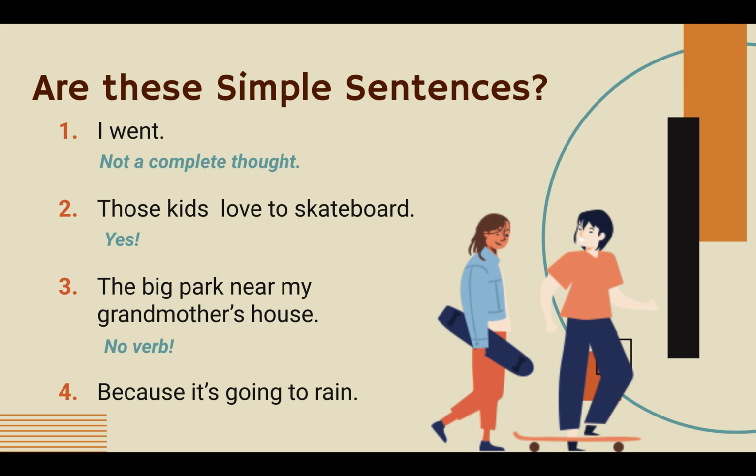And number 4, also not a simple sentence because this is a dependent clause. It's not independent. It's not a full sentence by itself because it's going to rain. No, we'd have to add something like, let's stay home because it's going to rain. Or because it's going to rain, I'm going to bring my own umbrella. Okay? All right, so just a bit of a review for simple sentences.